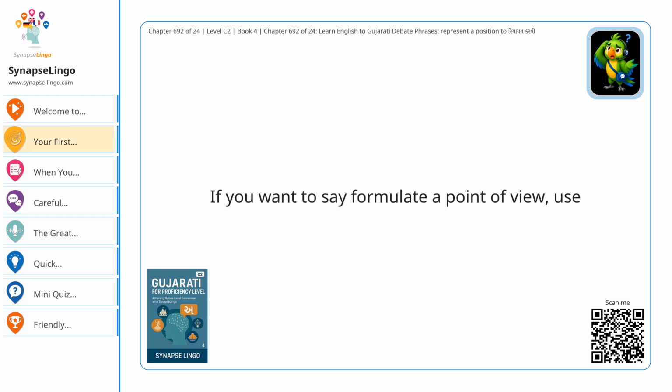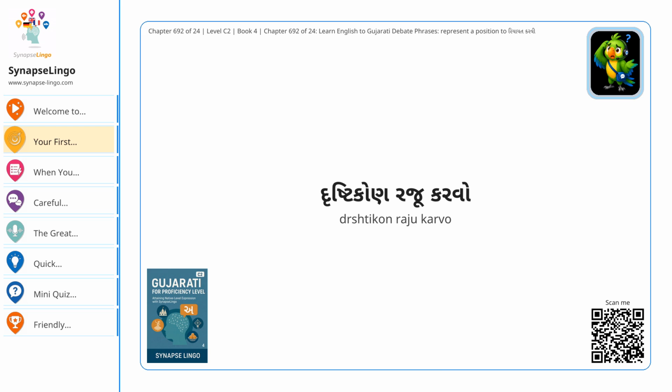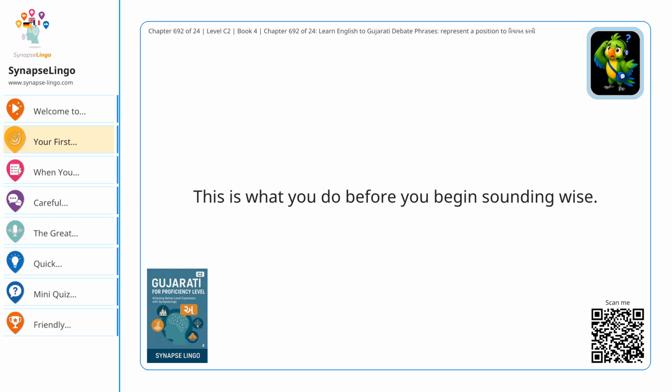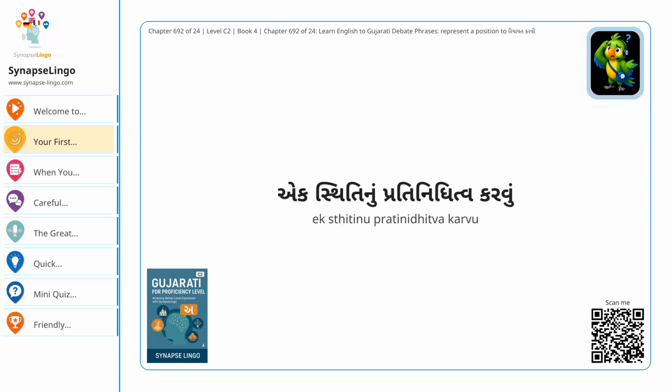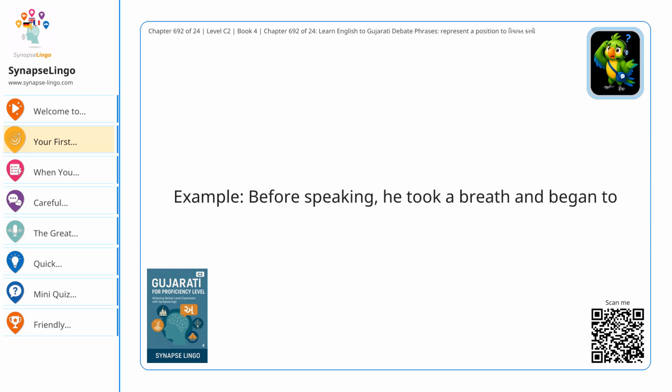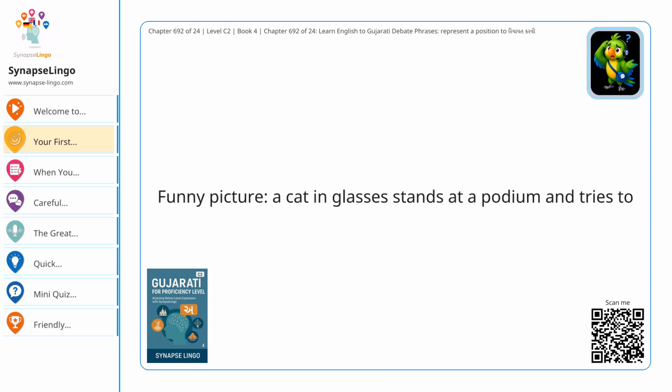If you want to say formulate a point of view, use દૃષ્ટિકોણ રજૂ કરવો. This is what you do before you begin sounding wise. Example. In the debate, she had to એક સ્થિતિનું પ્રતિનિધિત્વ કરવું clearly. Example. Before speaking, he took a breath and began to દૃષ્ટિકોણ રજૂ કરવો.